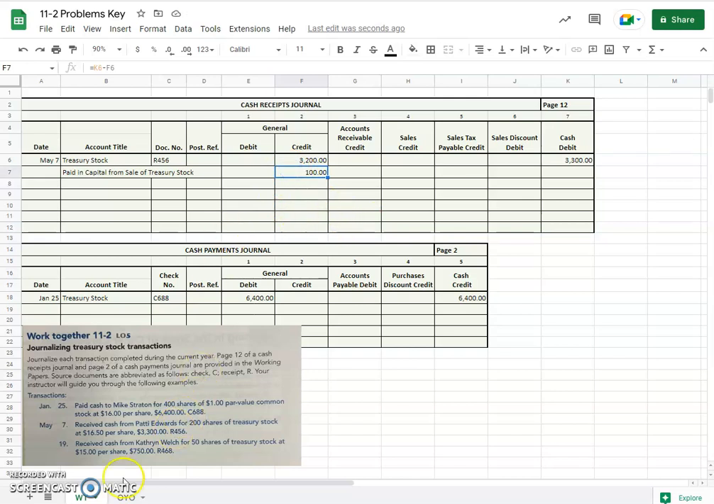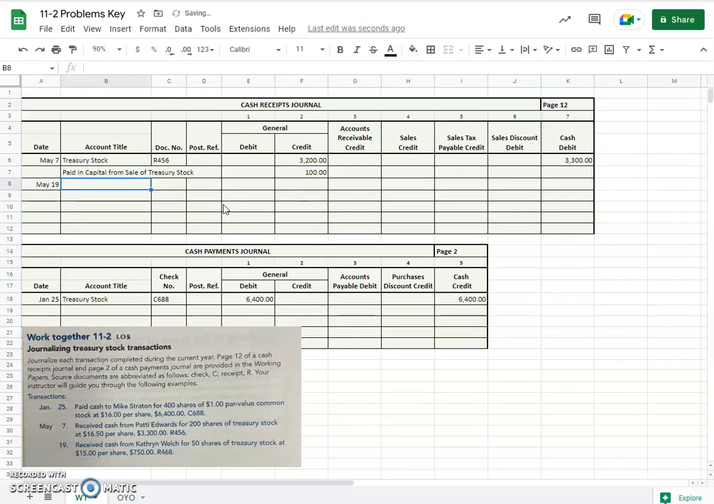All right. Now on the 19th, we received cash from Catherine Welch for 50 shares of treasury stock at $15 per share. Dang, we made money on the first ones, we're losing money on the second one here. All right, market must have went down. May the 19th, we have 50 shares of treasury stock. So we'll put treasury stock here. And then the tricky part on this deal is it's going to be a debit on this, paid in capital from sale of treasury stock.